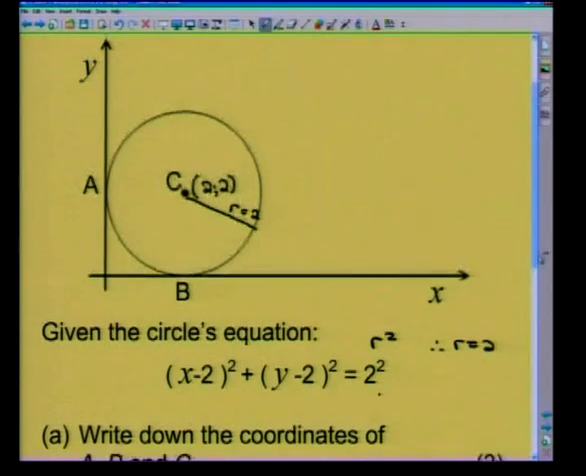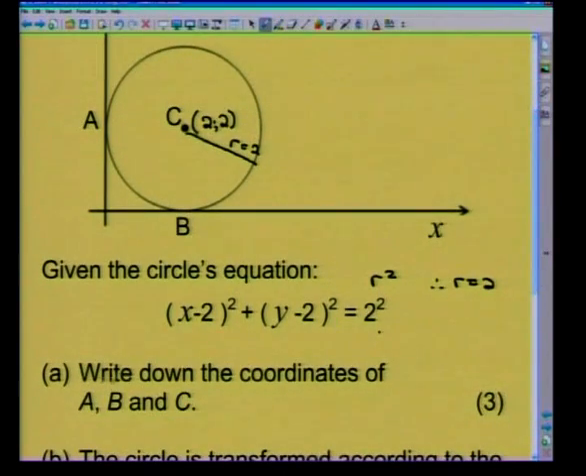Right, so let's go to what they want me to do. First question, they say write down the coordinates of A, B, and C. So I've already found C. C is absolutely no problem. Let's put it in a different color so it stands out. C is the coordinate 2, 2.